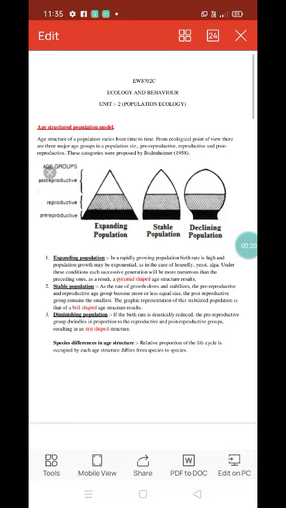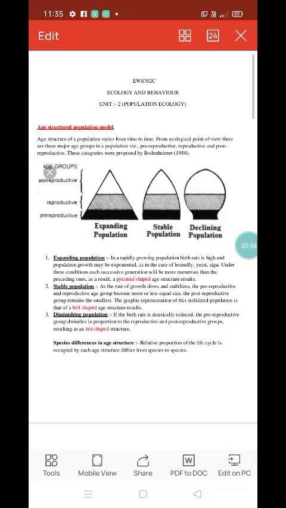Now, age structure: what do we mean by age structure in any population? Age structure means the whole of the population of a species is grouped under three different groups, that is pre-reproductive, reproductive and post-reproductive. Three different kinds of models were proposed by Bodenheimer in the year 1958.